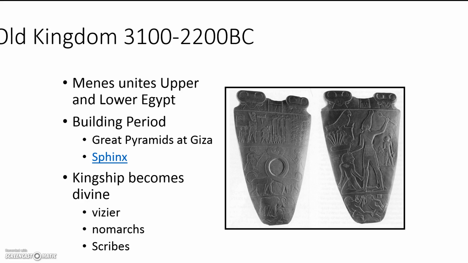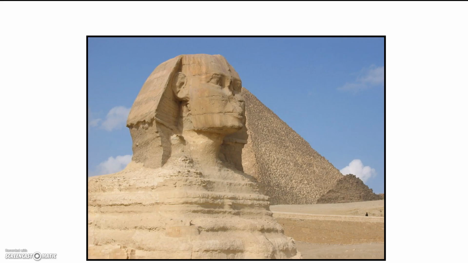And prior to that, Egypt used to be divided into an upper Egypt and a lower Egypt. And King Menes in 3100 BC is going to unite them, and thus beginning the Old Kingdom, which is known for its great building period with the Great Pyramid of Giza and the Sphinx. The Sphinx is the head of a pharaoh and the body of a lion.